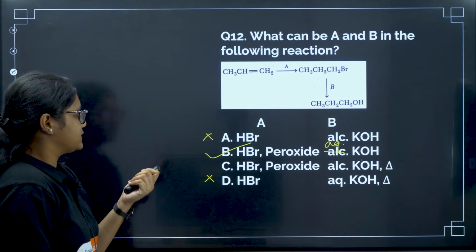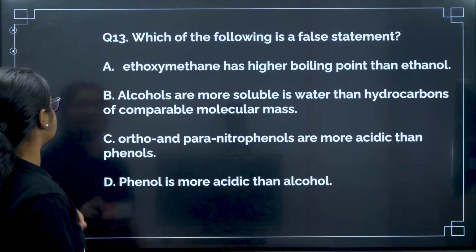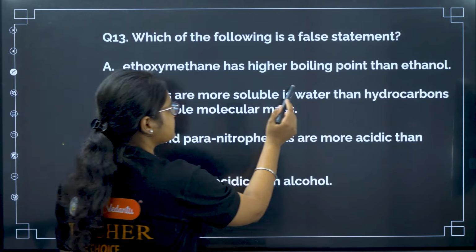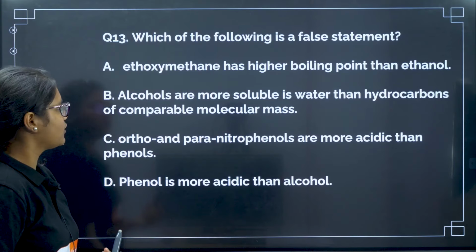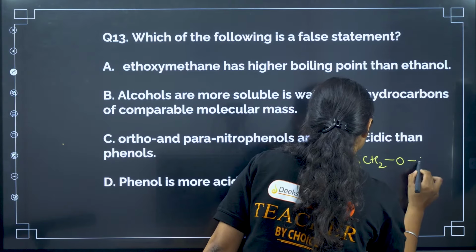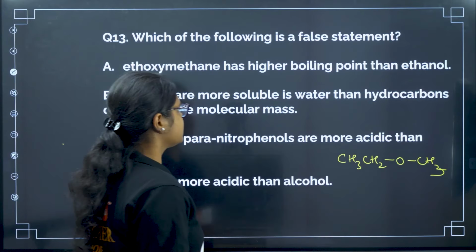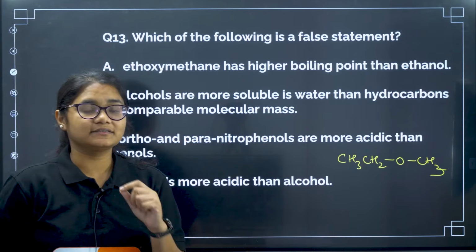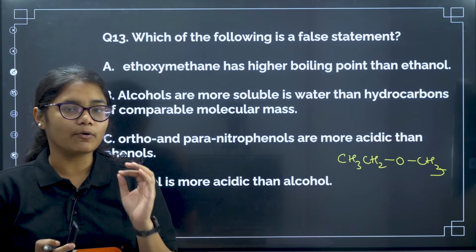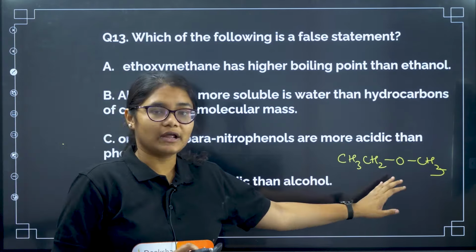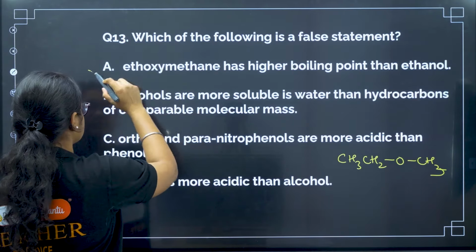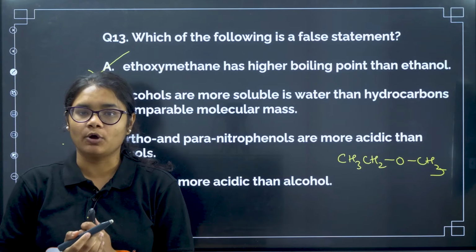Next, which of the following is a false statement? Let us see the false statement here. Ethoxymethane has higher boiling point than ethanol. Ethoxymethane, if you see the structure, is CH3CH2OCH3. Since ethanol has hydrogen bonding, the intermolecular forces are very high, so its boiling point will be higher. But here there is no hydrogen bonding, so boiling point will be lower. But the statement given is false. So the correct answer for this question will be option number A.